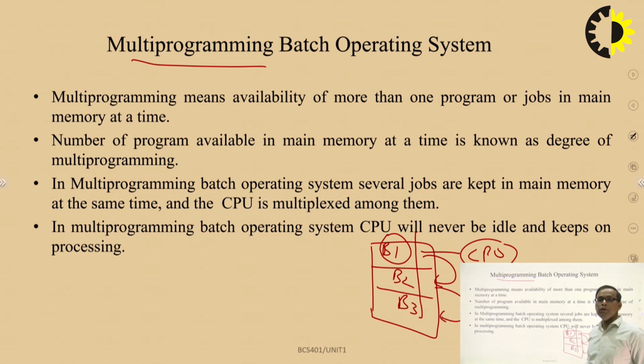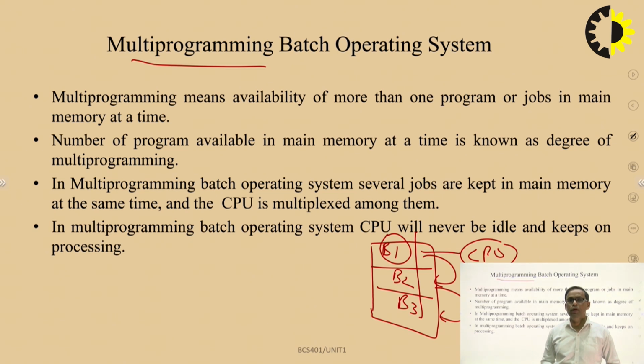Whereas in the case of a simple batch system, when we load the first batch into main memory, the CPU executes it. After the completion of that batch, the CPU needs to wait for the availability of the next batch or next job in main memory. So that is why in a simple batch operating system, the CPU is not utilized properly, whereas in a multi-programming batch operating system, the CPU is utilized properly.